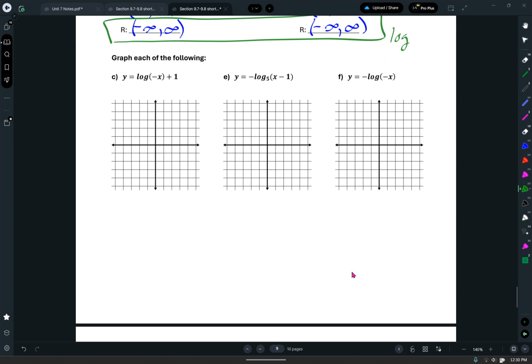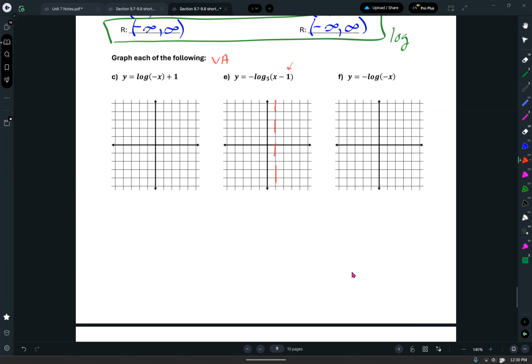Well, if I were you, I would put the vertical asymptote on first. Remember, these are logs, so we know they're going to have vertical asymptotes. And we said the vertical asymptote comes from the number on the inside of the parenthesis, and it's always the opposite. So in this case, it's going to be x equals +1.